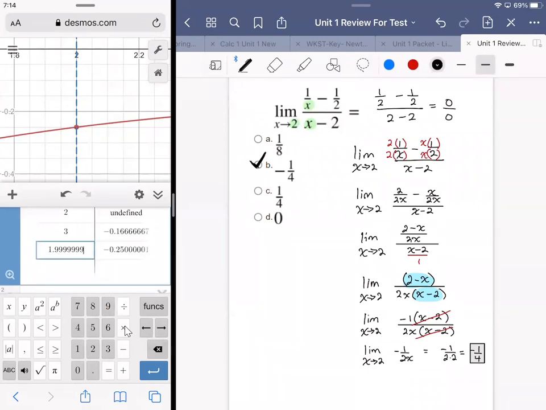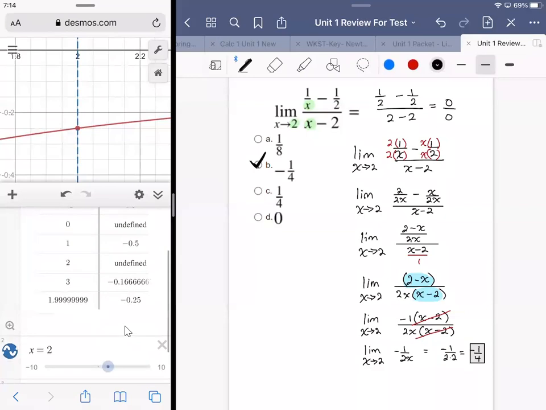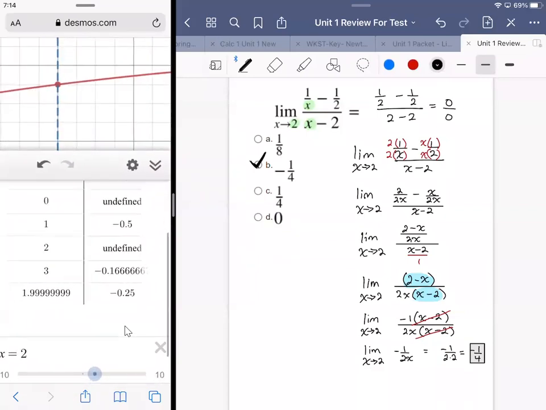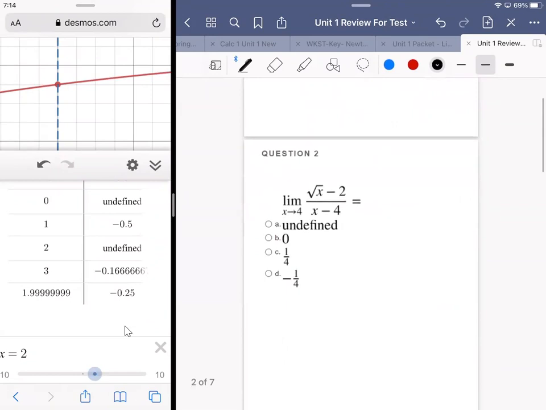1.999999, something really close to 2. It seems to be closing in on negative 0.25. Throw in an extra 9, and it'll kind of lock in and say, I give up. It's saying uncle at this point. You put in enough 9s, it'll just tell you what you want to know. So it's kind of a nice feature. Same idea for number 2.